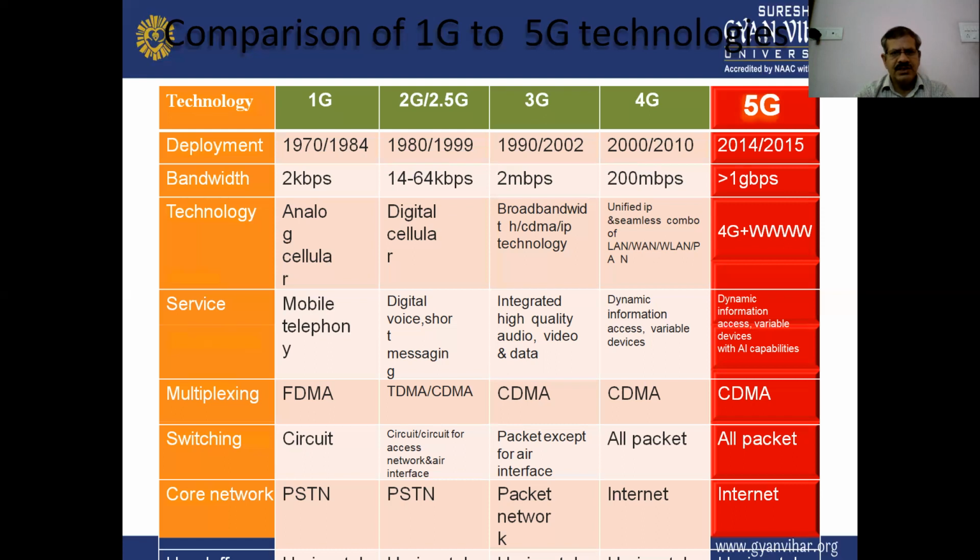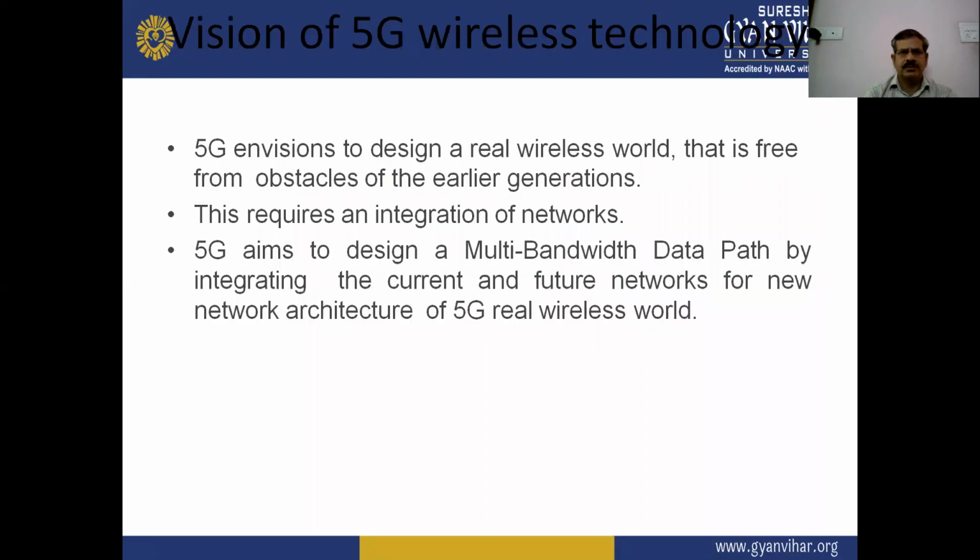Switching in 1G is circuit, 2G circuit for access network and air interface, 3G packet except for air interface, and for 4G all packets and 5G all packets. Core network for 1G is PSTN, 2G PSTN, 3G packet, 4G internet, and 5G internet. So these are the comparison of first generation to fifth generation.